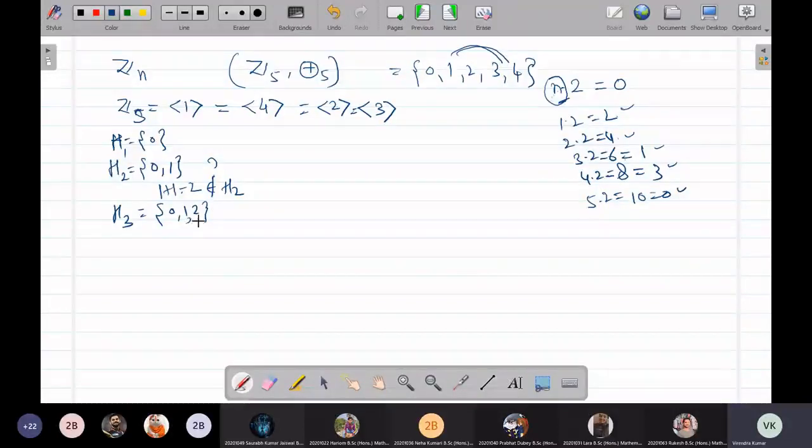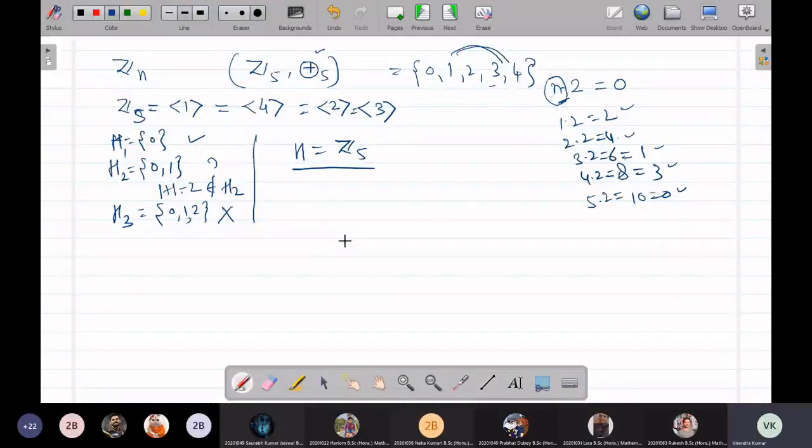No, because 2 plus 1 is 3, and note that we are taking only the operation of the group. So this is also not. Similarly, if we take 0, 1, 2, 3, this is also not. So finally, there will be two subgroups: the trivial one and the other one, Z5 itself. There are only 2 subgroups.